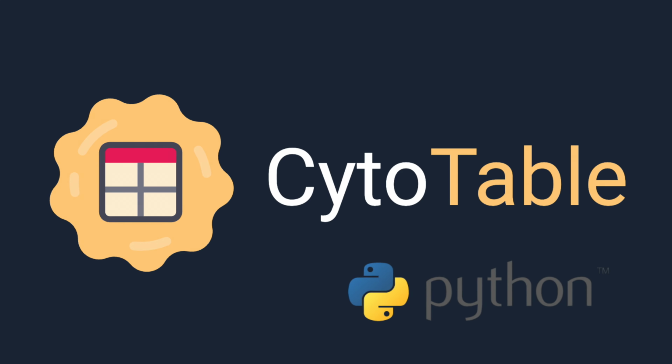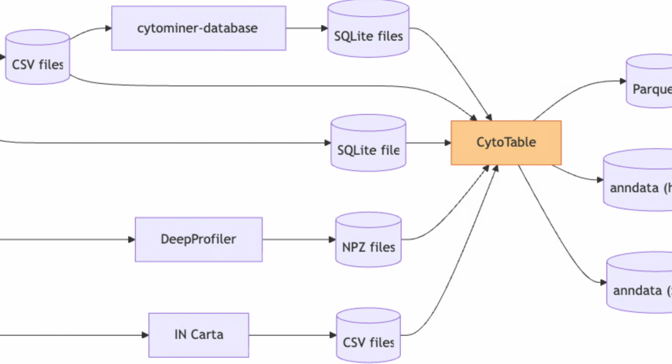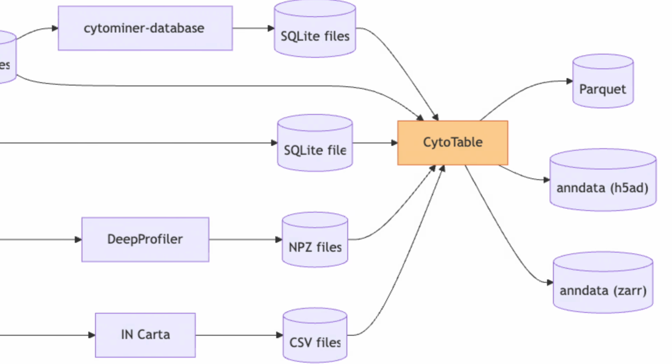Cytotable is a Python package that helps to prepare data for analysis by combining images and image feature data into one consistent format. This helps researchers spend less time wrangling data and doing custom coding and more time focused on their biological research. Cytotable outputs can then be used in Cytomining to perform further analysis. Another innovation that Cytotable offers is the ability to output data in either AnnData or Parquet files.